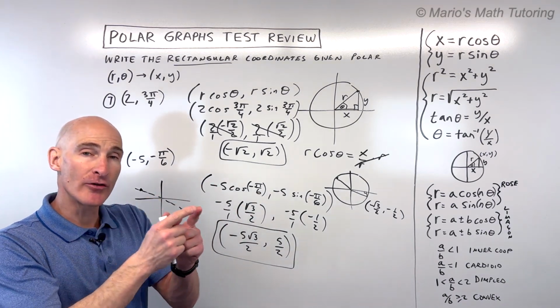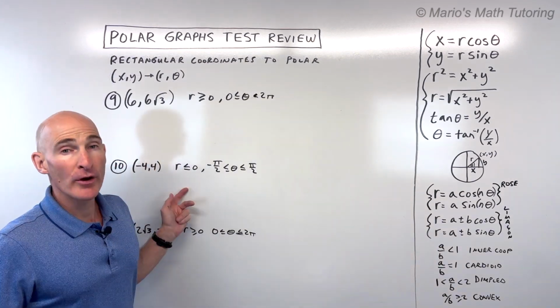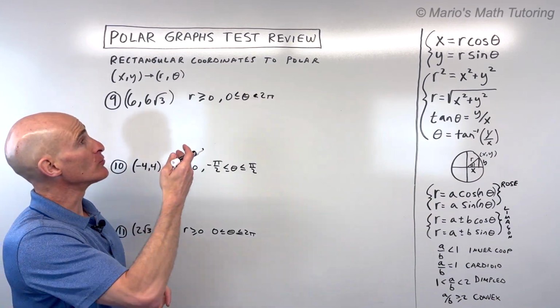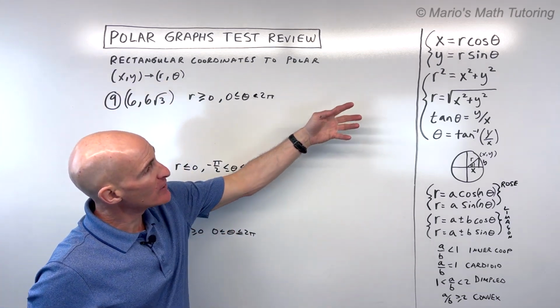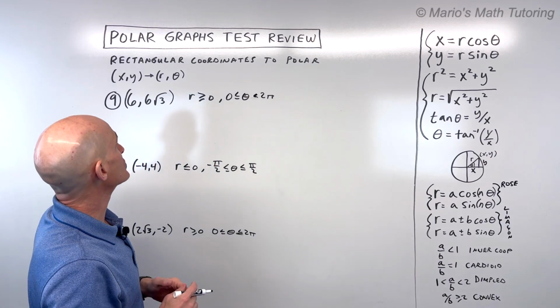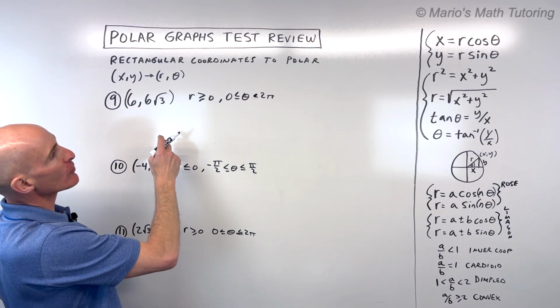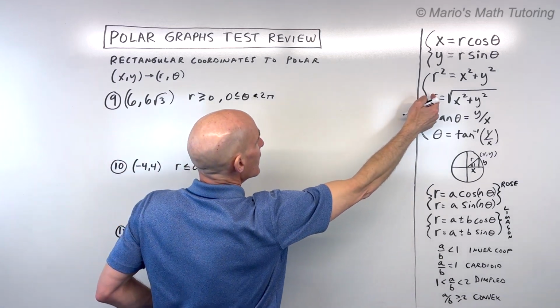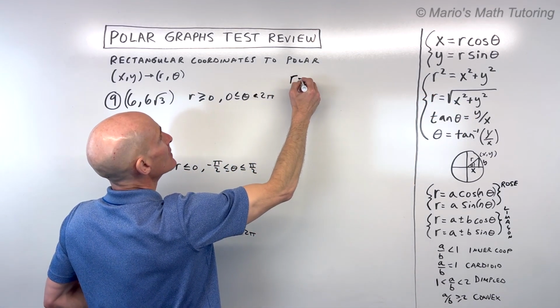Let's do the other direction, going from rectangular to polar. Going from rectangular coordinates to polar coordinates, that's from x comma y to r comma theta. We're going to be using these formulas right here. Okay, so let's go ahead and do that. We've got x comma y. We want to find the radius. So that means the radius is the square root of x squared plus y squared. So let's see what that is.